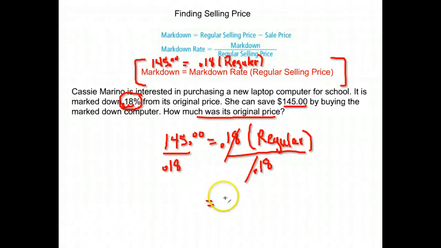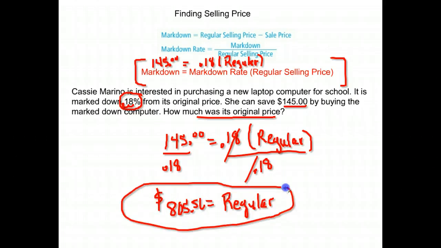When I do that, I get a regular price of $805.56. So the regular price of that laptop was $805.56. She's getting 18% off, which is a savings of $145.